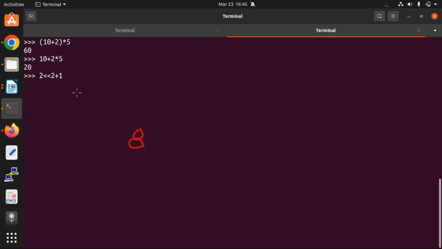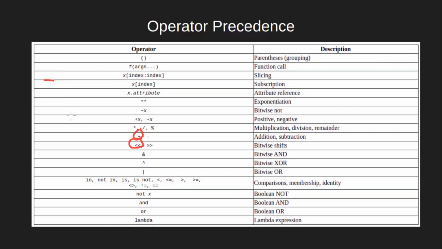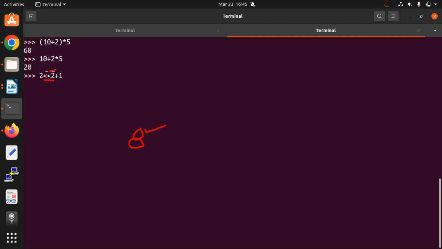Now here we have not put a bracket. We have a left shift operator and a plus operator. So if you look at the table, the plus operator has higher precedence compared to the left shift operator. So what is going to be done? You're going to perform this operation first. So it is going to become 2 left shift by 3. Alright. So let's see if that is what you get.